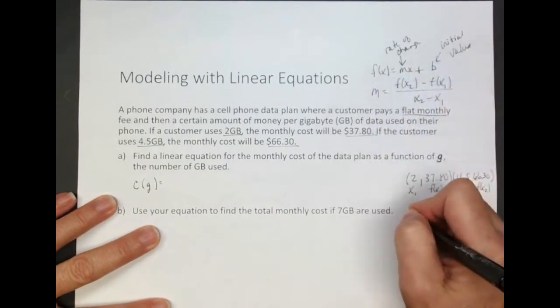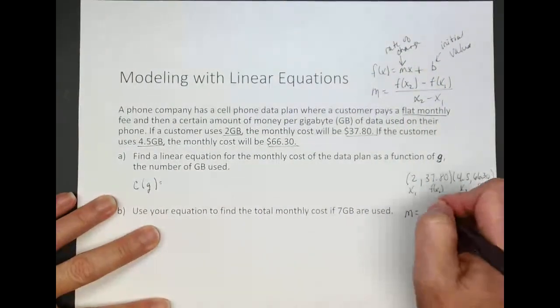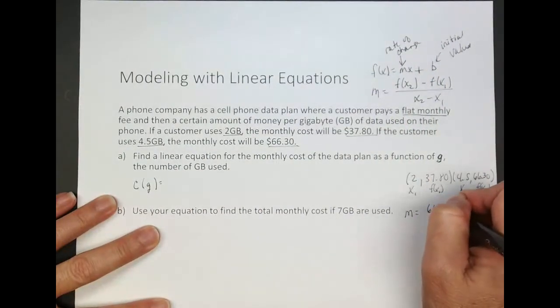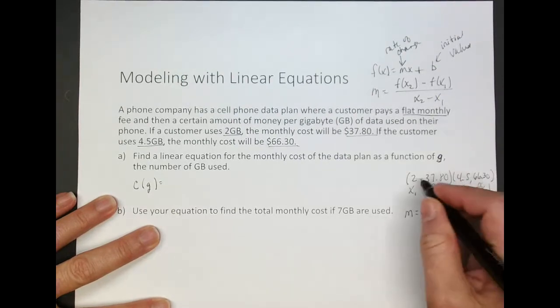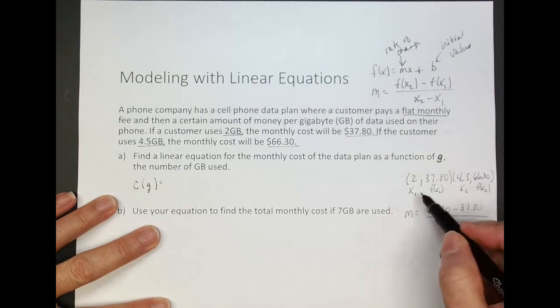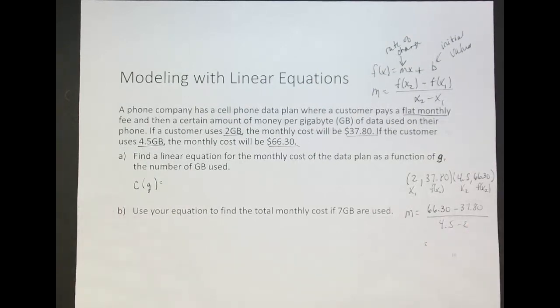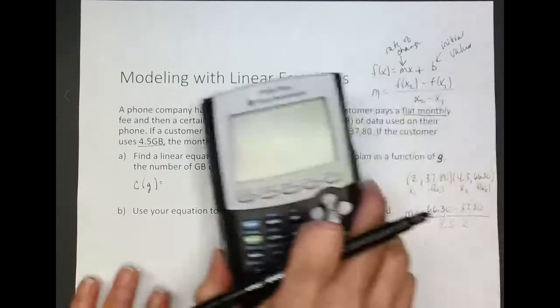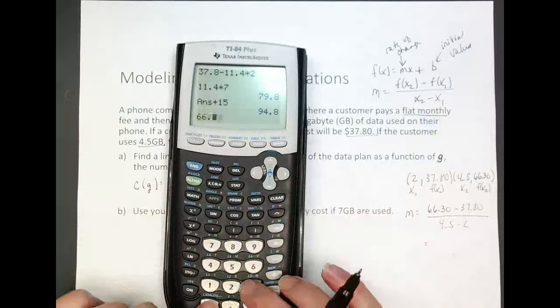So applying the formula then, my rate of change is going to be 66.30 minus 37.80, that's my F of X2 minus F of X1, over 4.5 minus 2. That's my X2 minus X1. If I put that in my calculator, figure out what that is, that's going to be 66.30.